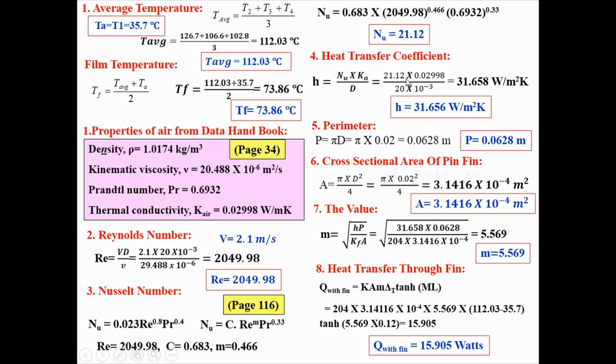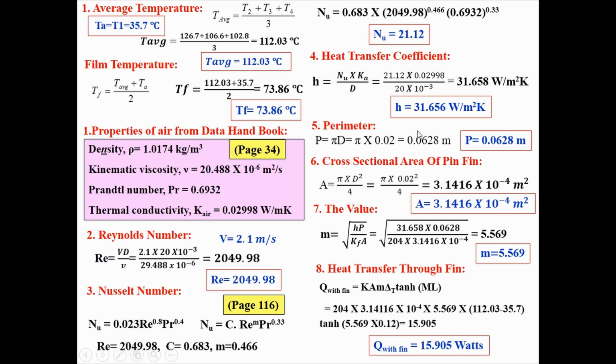The Nusselt number is 21.12. Then the thermal conductivity of air is 0.02929988, which I have substituted here. Then D is the diameter of the pin, that is 20 mm, converted into meters by multiplying by 10 to the power of -3. Then you will get the convective heat transfer coefficient as 31.658 watt per meter square Kelvin. Once you know the value of the convective heat transfer coefficient, you can calculate the effectiveness and efficiency of the fin. That I will explain next.